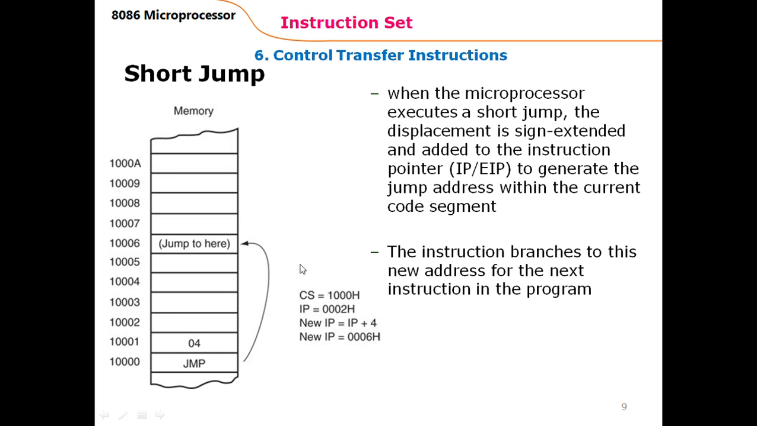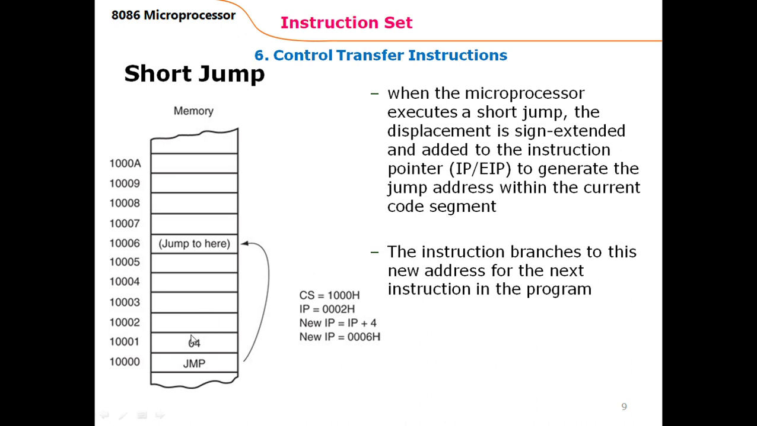The code segment is the existing code segment, so it is 1000. To calculate the physical address of the next instruction to be executed in the existing code segment, this code segment value is left shifted by 1 hexadecimal digit. So we will get 1000 and another 0, and then this new instruction pointer value is added to this computed value, which is the starting address of the code segment. So we will get 10006. So this is the new address from where the next instruction is to be fetched and executed.